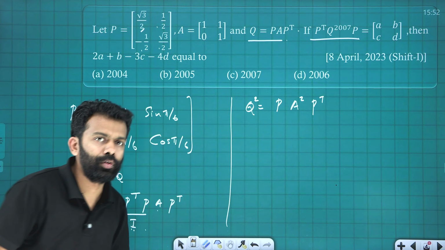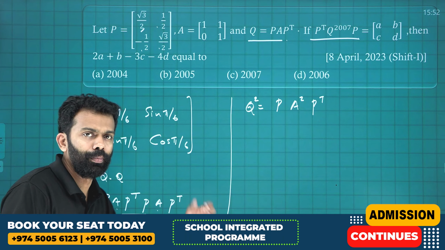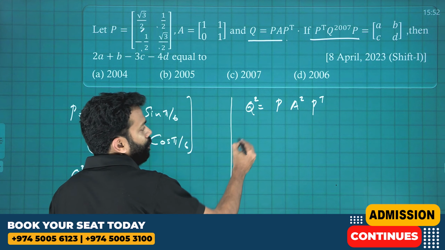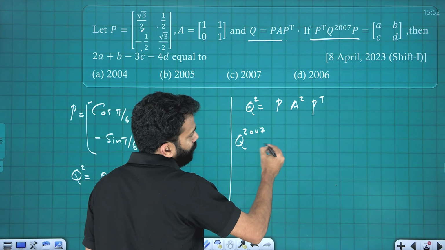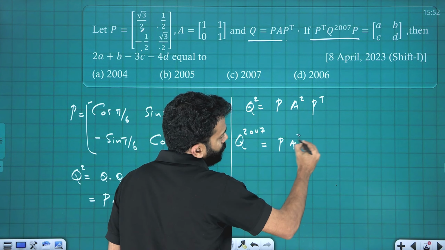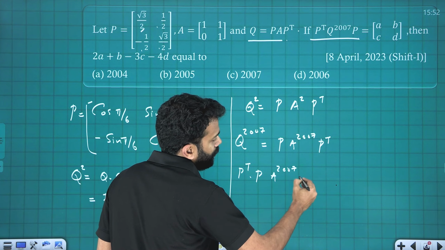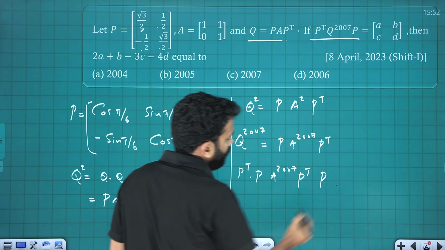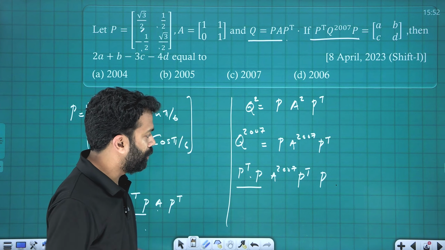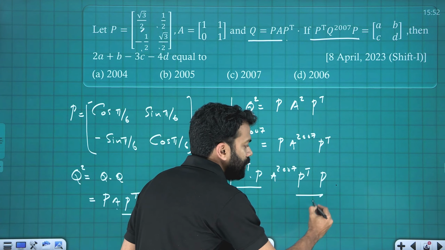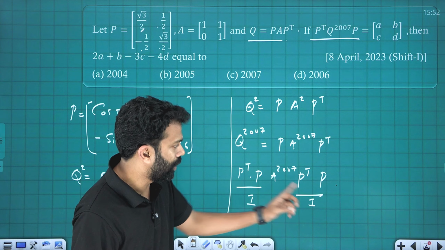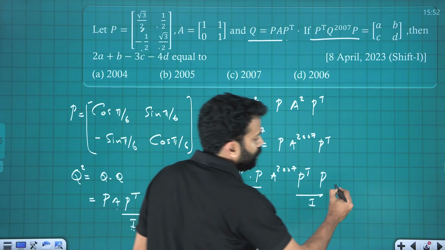Therefore, what will be Q cube? P A cube P transpose. And what will be Q raised to 2007? It will be P A raised to 2007 into P transpose. Substitute this value here and you will get P transpose into P into A raised to 2007 into P transpose into P. And P transpose into P, you know that it's an identity matrix. Again, here also it is an identity matrix. Identity matrix into A raised to 2007 is A raised to 2007 itself, into I also yields the same value. So the result will be what?